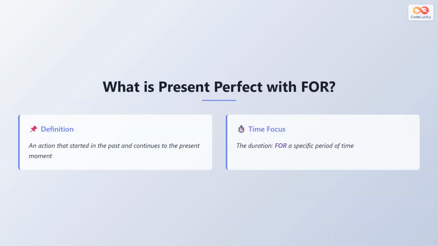Using "for" in the present perfect tense shows the duration of an action or state from the past until the present moment. It helps us focus on how long something has happened, rather than when it started or ended.